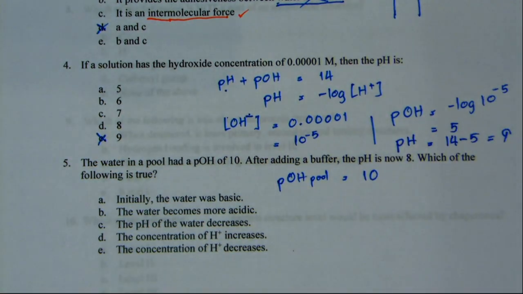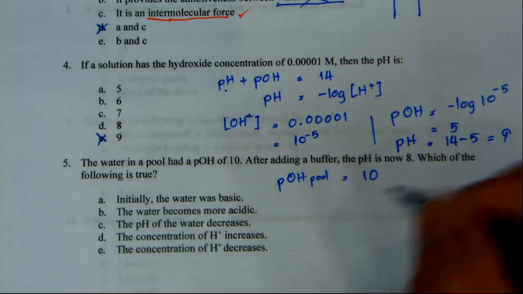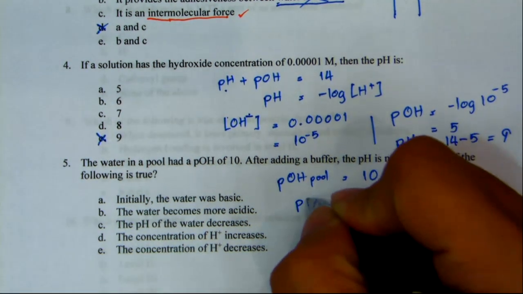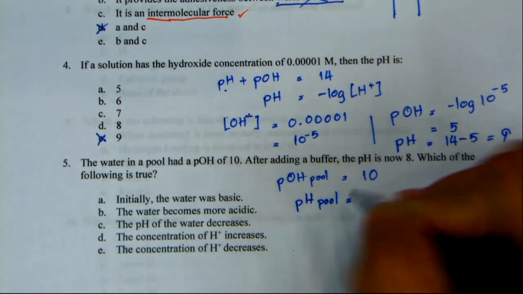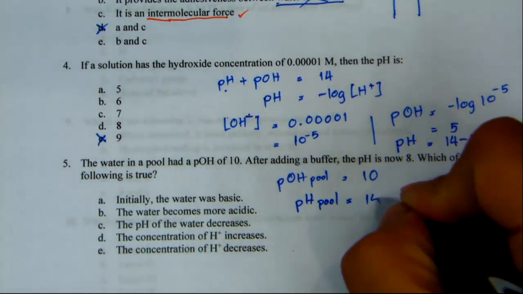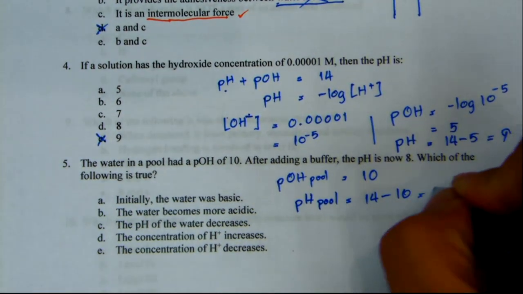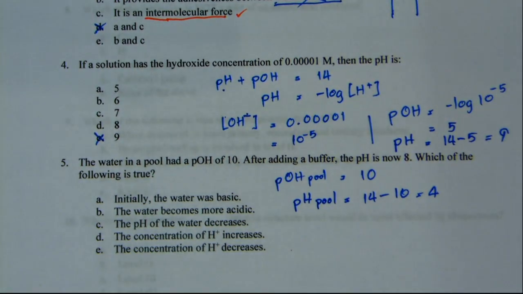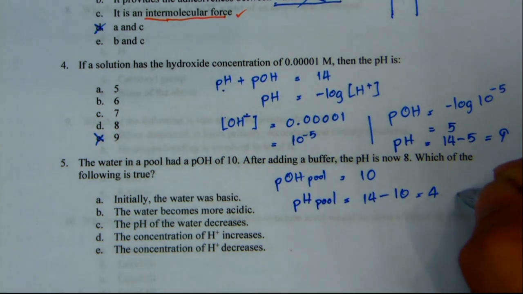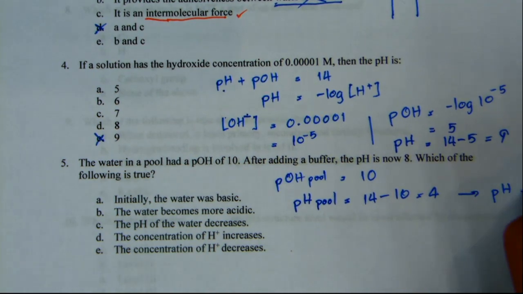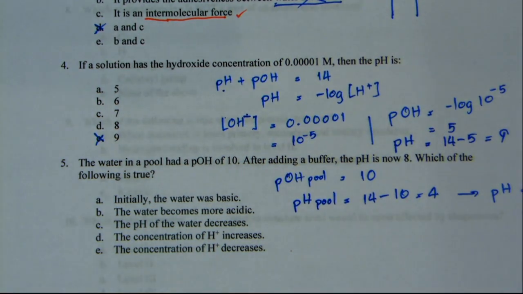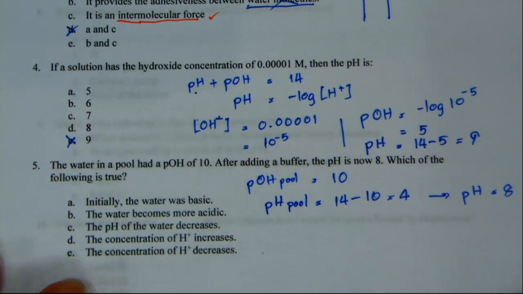But it's going to be very difficult to compare pOH to pH. So we need to convert them into the same scale. So now the pH of the pool would be equal to 14 minus 10, which is 4. So now we know that initially the pool has a pH of 4, but after we put the buffer in, we have a pH of 8, right?